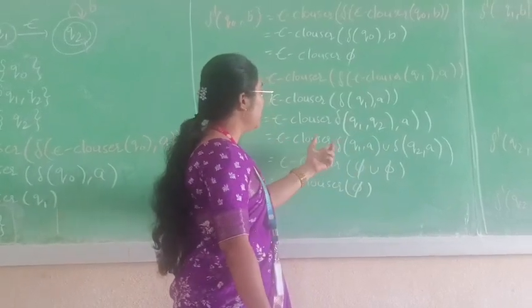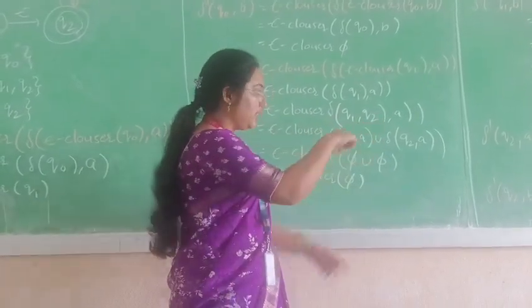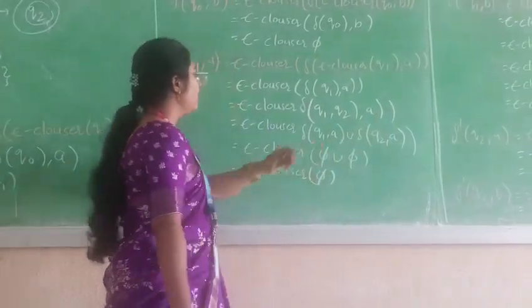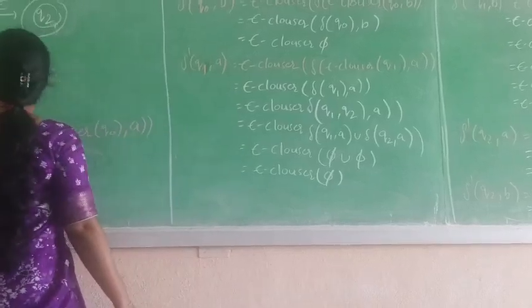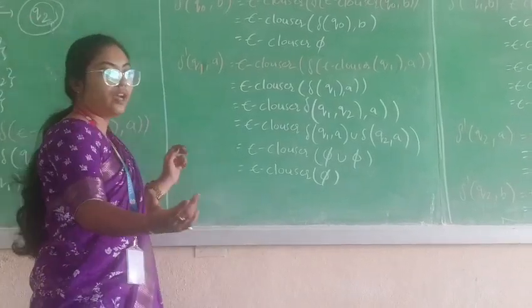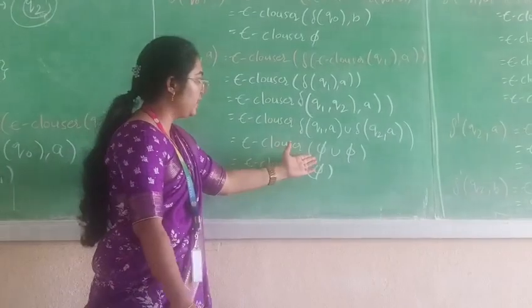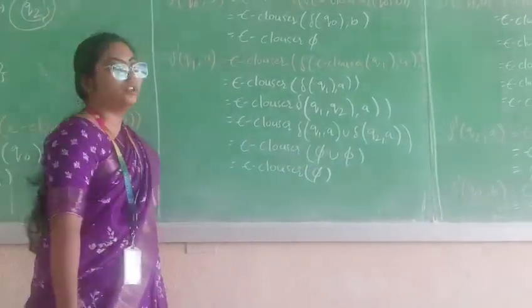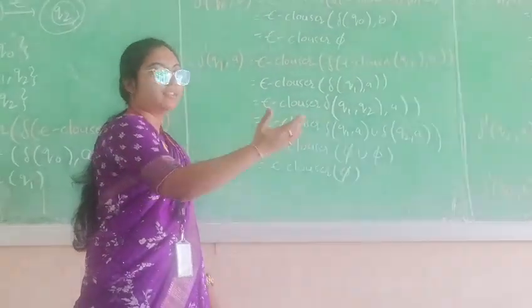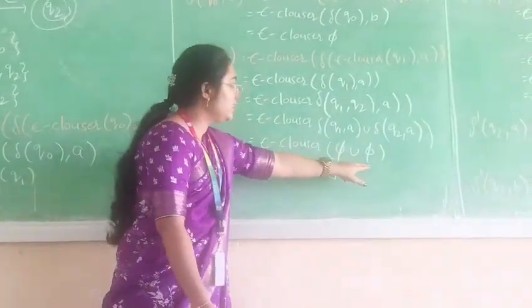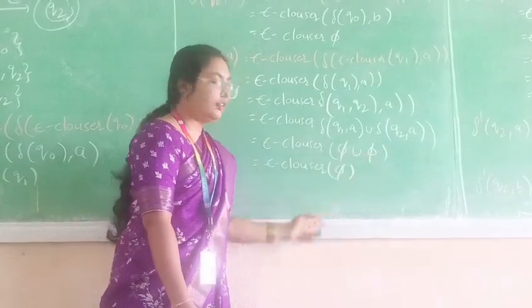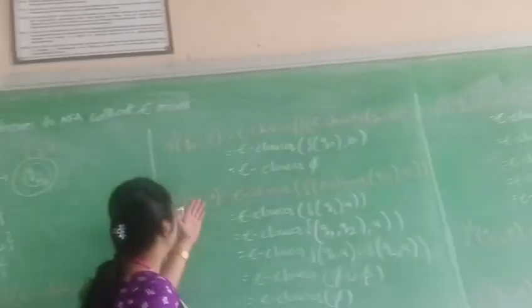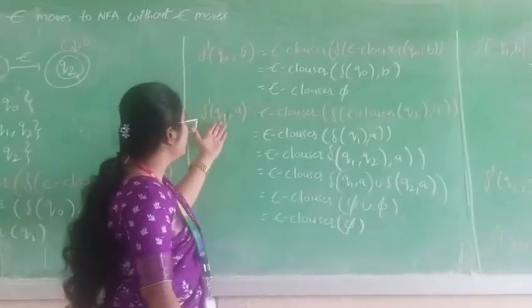Epsilon closure of delta of Q1 comma A union delta of Q2 comma A. What is Q1 comma A? There is no value, so we can write phi here. Q2 comma A: there is no transition, so again we write phi. Phi union phi, we get only phi. That's all. We finished delta dash of Q1 comma A.